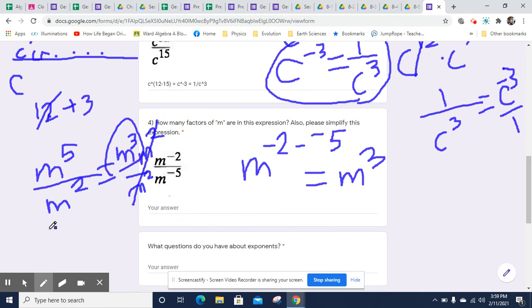And so that would end up being m to the 5 minus 2. This is just ways of rearranging it so that things are a little easier. m to the 5 minus 2 is just m to the third. And so our answer is, of course, m to the third power. So there are 3 factors of m here. So it ends up being m to the third power.